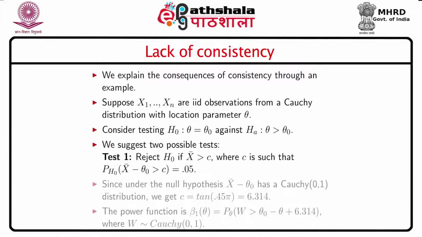Test 1 rejects the null hypothesis if the observed value of X bar minus theta naught exceeds c, where c is determined such that the test has size 0.05. Since under the null hypothesis X bar minus theta naught has a standard Cauchy distribution, we get c as 6.314. The power function is naturally beta 1 of theta equal to probability that W exceeds theta naught minus theta plus 6.314, where W again has a Cauchy distribution.